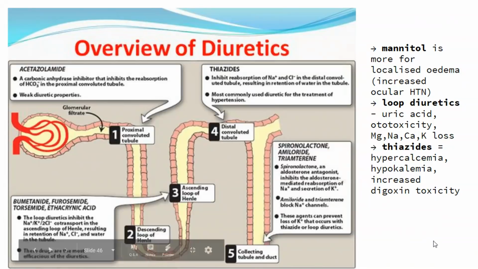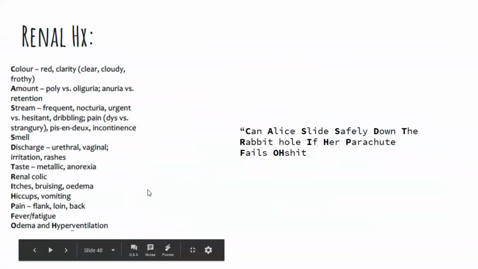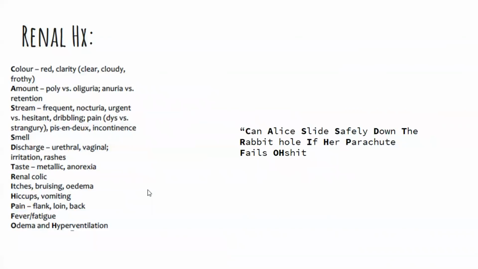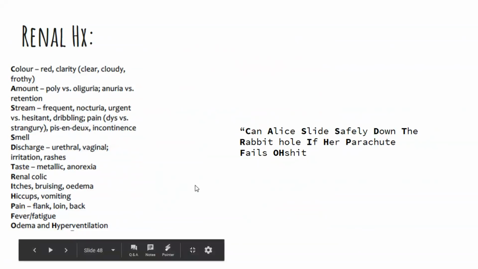Give me one sec, sorry. All right, so your renal history, I can't really tell you much about this, just remember the mnemonic.